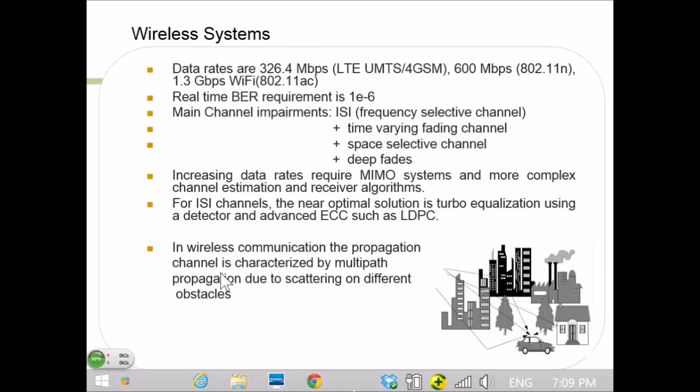And now for the wireless, I think most of you are probably familiar. So the data rates are actually much lower, but right now they're catching up with that. But even the highest one is around 1.3 Gbps, and so the real-time bit error rate, as I talked about, is 1e minus 6. It's much more relaxed, because you have a retransmit.